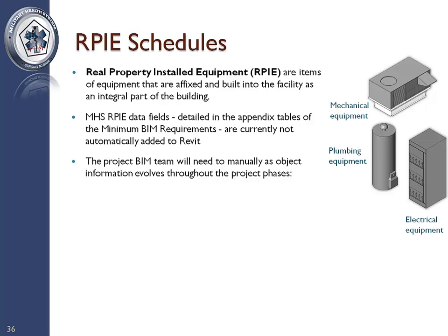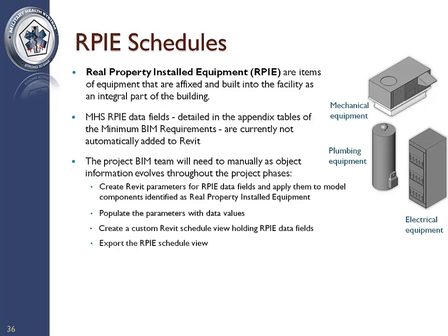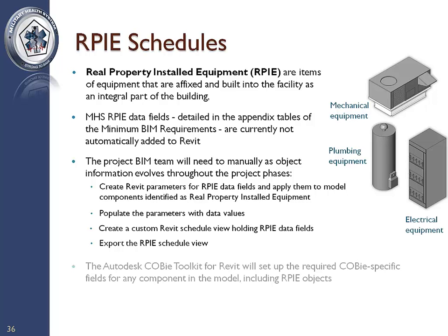As the object information evolves through the project phases, the project BIM team will need to manually create Revit parameters for RIPI data fields and apply them to model components identified as real property installed equipment, populate the parameters with data values, create a custom Revit schedule view holding RIPI data fields, export the RIPI schedule view. The COBie 2 component schedule included in the Autodesk COBie toolkit for Revit will set up the required COBie-specific fields for any component in the model, including RIPI objects.